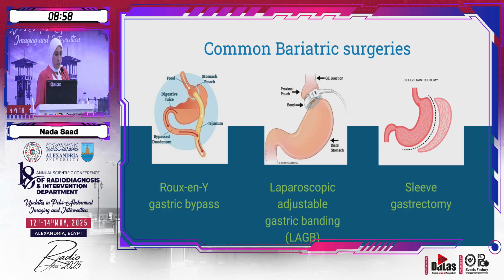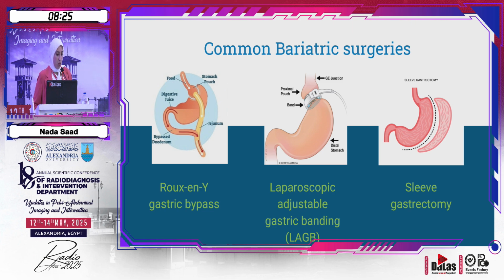morbid obesity. The most common 3 bariatric surgeries are, first, Roux-en-Y gastric bypass, which is a restrictive procedure with creation of a small gastric pouch from the proximal stomach with exclusion of the distal stomach, creation of a gastrojejunostomy anastomosis, and this is called the Roux limb, and then creation of an anastomosis between the Roux limb and the excluded stomach and the proximal small bowel through a jejunojejunostomy.